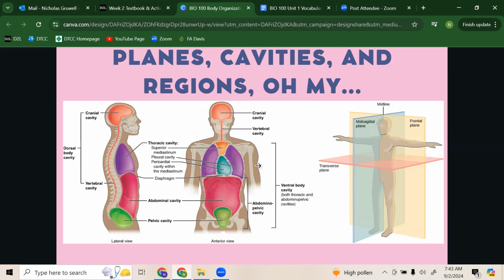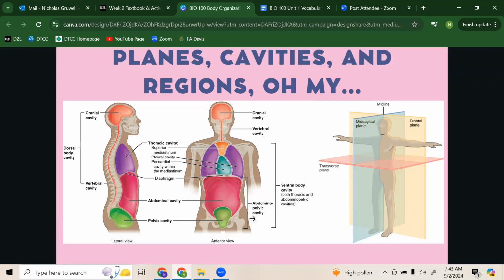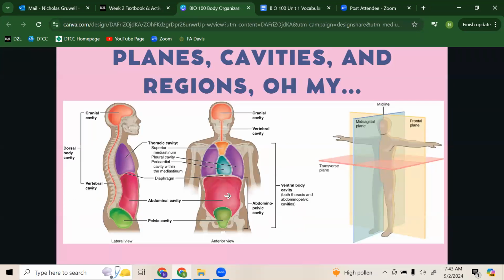We have our ventral cavity that's a bit more complex. So we break our ventral cavity into the abdominopelvic cavity and the thoracic cavity. Our dividing line for our ventral cavity is our diaphragm. Our diaphragm is our dividing line between the abdominopelvic and thoracic cavities, or our ventral cavity.